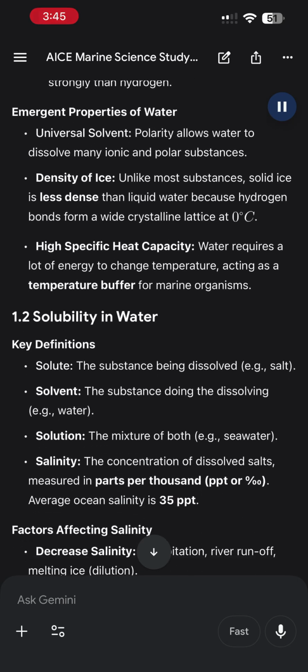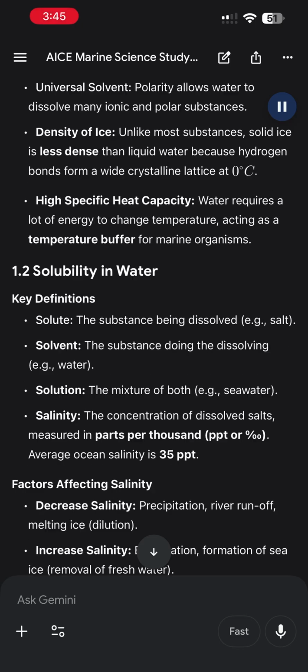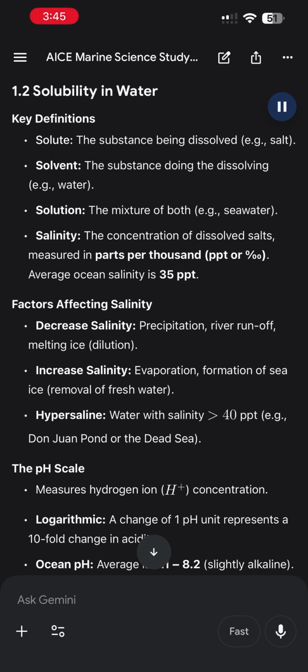Emergent properties of water. Universal solvent: polarity allows water to dissolve many ionic and polar substances. Density of ice: unlike most substances, solid ice is less dense than liquid water because hydrogen bonds form a wide crystalline lattice at 0°C. High specific heat capacity: water requires a lot of energy to change temperature, acting as a temperature buffer for marine organisms.